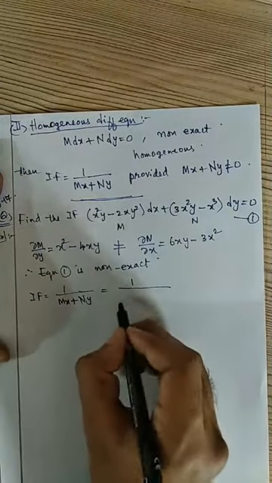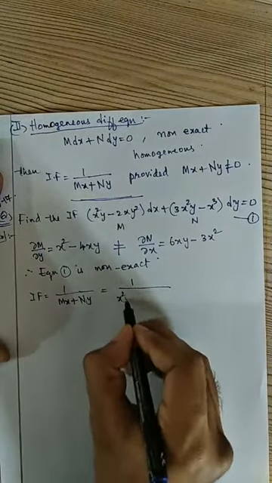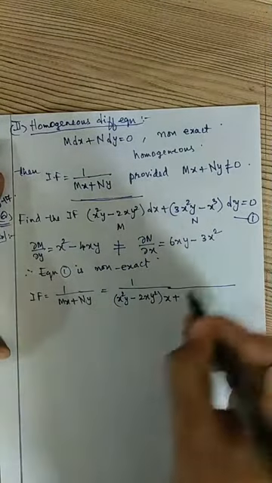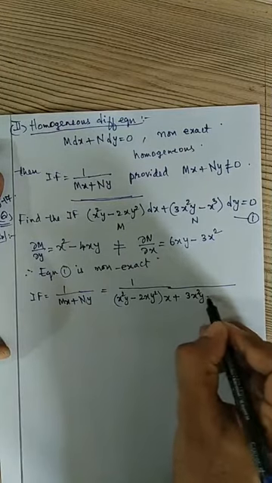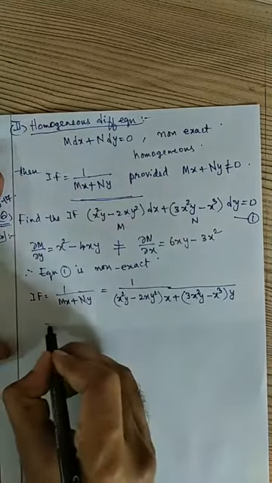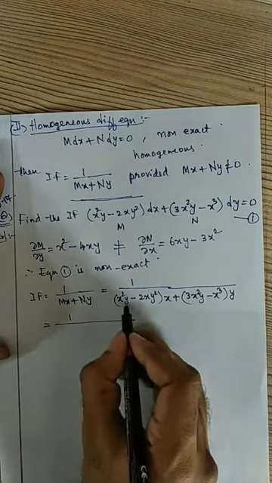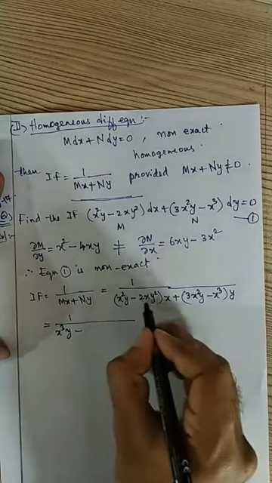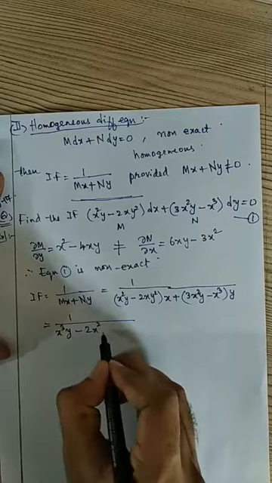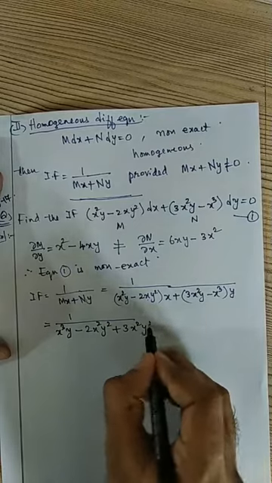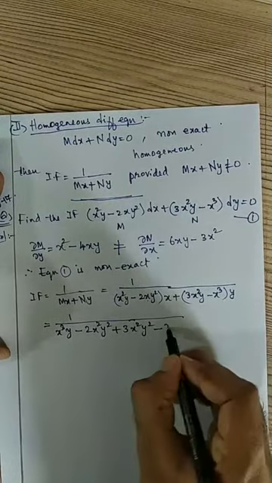M is given by x square y minus 2xy square, into x, plus N, where N is given by 3x square y minus x cube, into y. Now we have to simplify this. 1 by x square y into x, what we will get? x cube y. And here minus 2xy square into x gives 2x square y square. And here plus 3x square y square minus x cube y.